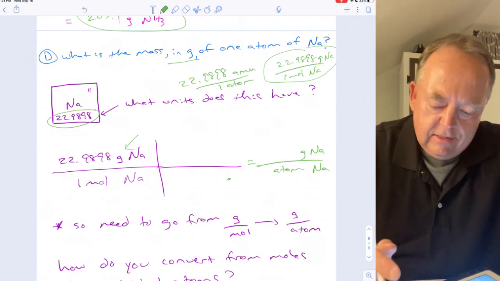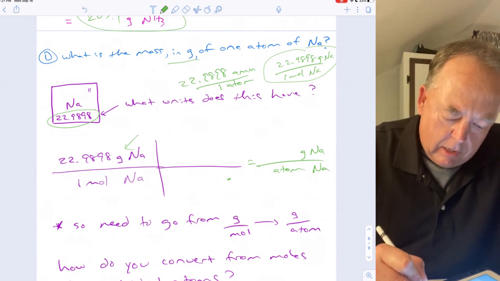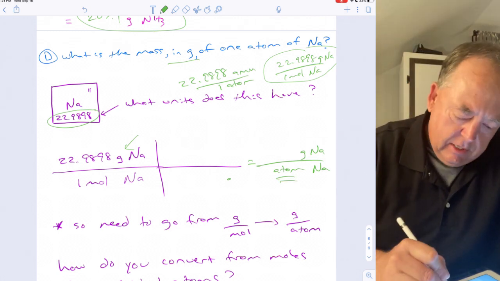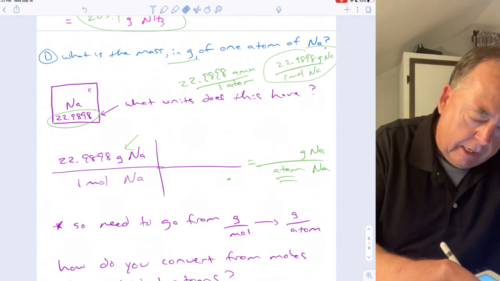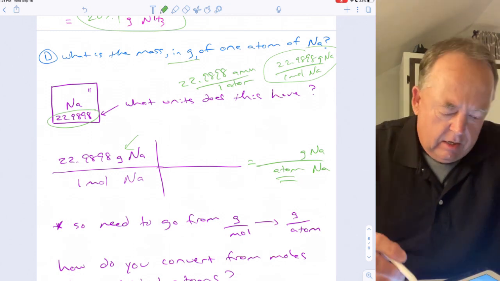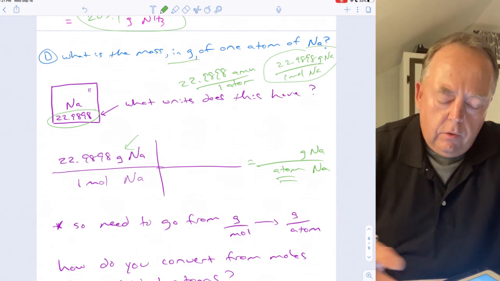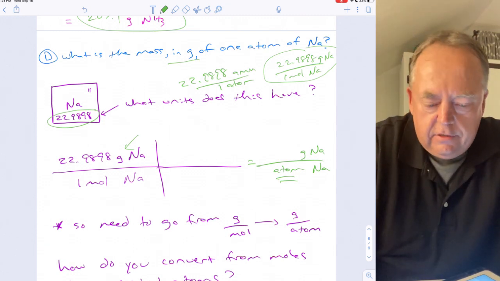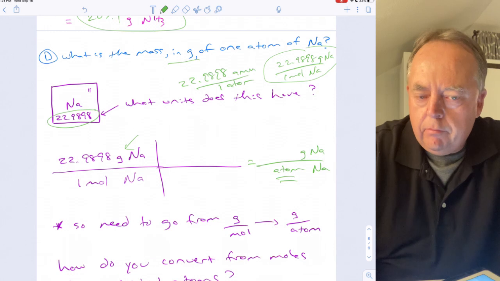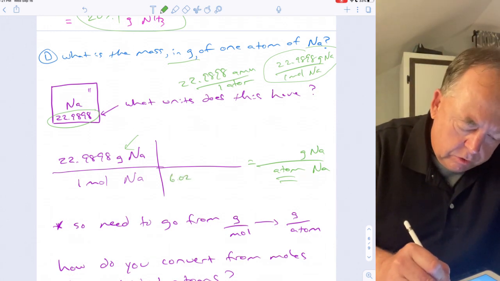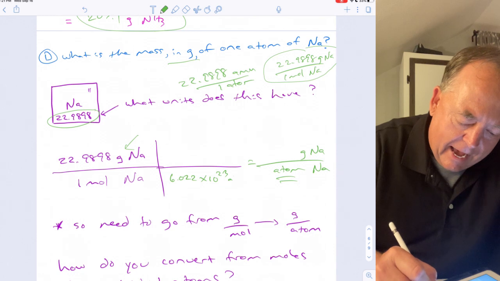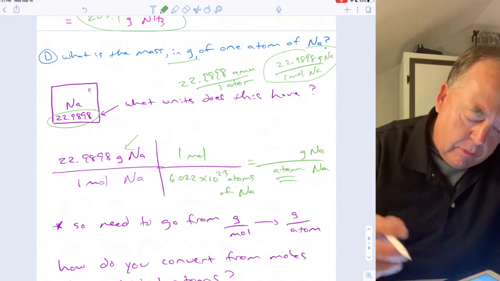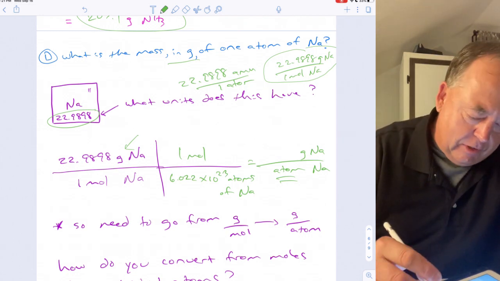That's what the question asks us. So we don't want to get rid of grams, so we don't need the bottom to be grams. We need the bottom to be atoms. So this is where you have to recognize that if we want to convert moles to atoms, what we need is Avogadro's number. Avogadro's number is going to convert moles to a number of things. There's 6.022 times 10 to the 23rd atoms of ammonia in 1 mole. Not ammonia, sorry. Sodium. Na is sodium.